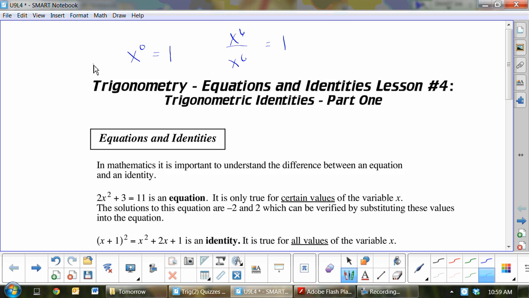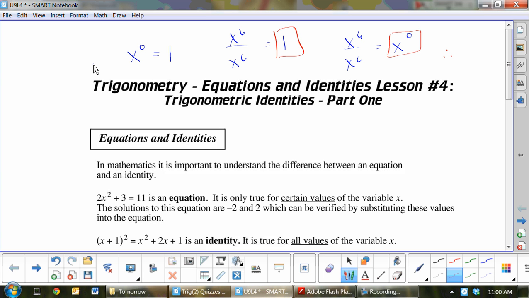Another thing that we know to be true is that when we divide powers, what do we do with the exponents? Subtract. So x to the 6 over x to the 6 would equal x to the 0. So therefore, what does x to the 0 equal? 1. Okay? So I've proved it using two other laws.